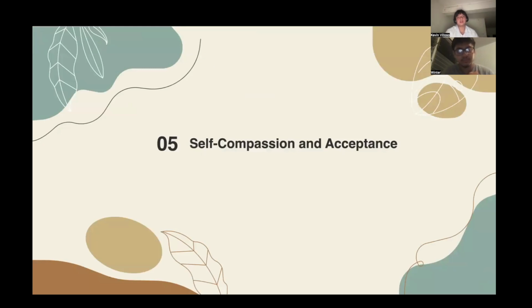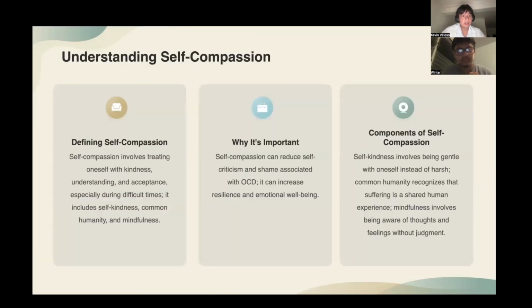This one will go over self-compassion and acceptance. Understanding self-compassion. Self-compassion involves treating oneself with kindness, understanding, and acceptance, especially during difficult times. It includes self-kindness, common humanity, and mindfulness. It's important because it can reduce self-criticism and shame associated with OCD. Self-kindness involves being gentle with oneself instead of harsh. Common humanity recognizes that suffering is a shared human experience, and mindfulness involves being aware of thoughts and feelings without judgment.